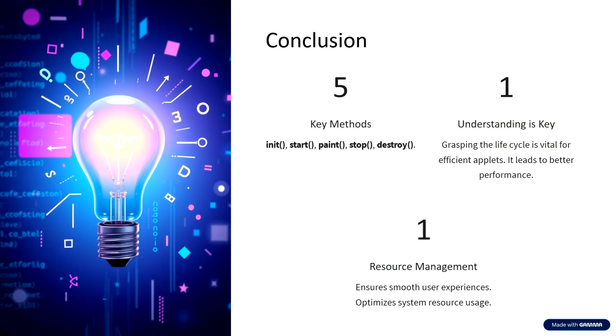Now the conclusion. The key methods are init, start, paint, and destroy. These are the key methods of the applet life cycle. Understanding the applet life cycle is vital for efficient applets. It leads to better performance. Next is resource management. These ensure a smooth experience and optimize system resource usage. These are the applet life cycle methods, and these five methods are the workings of the applet life cycle.